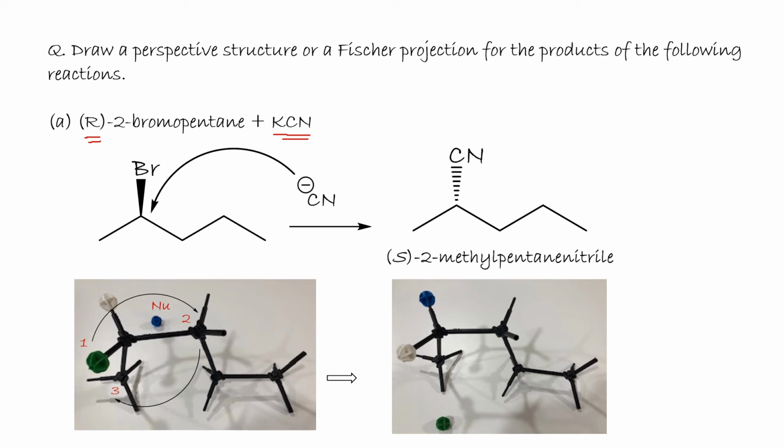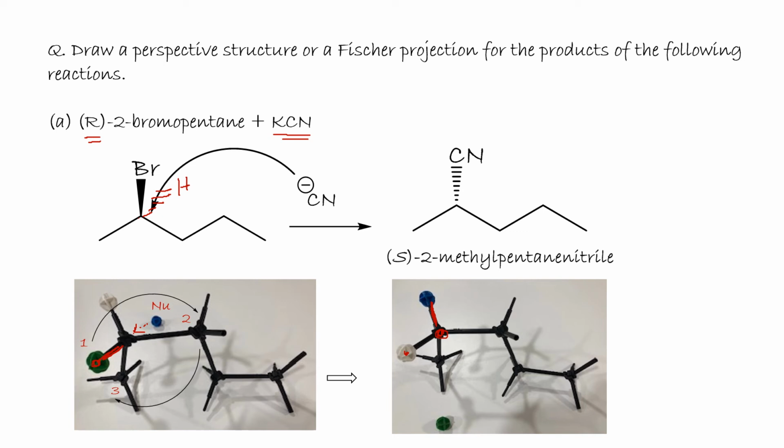You draw it this way, which means that you have H in the back, right? That's Br. That's Br. Cyanide will attack from the back. Flip, get the hydrogen in front, and cyanide will be in the back. So hydrogen will be in front, and the cyanide will be in the back.